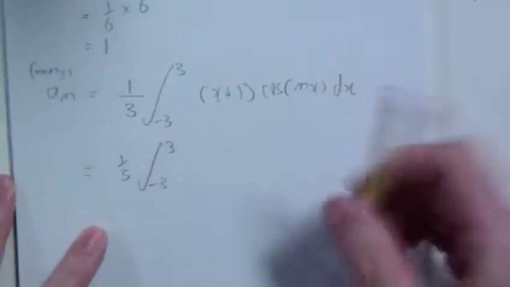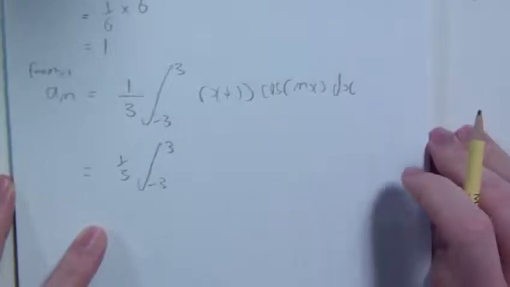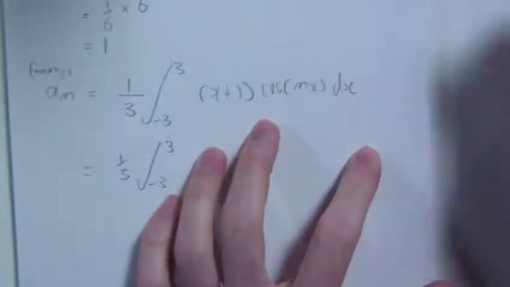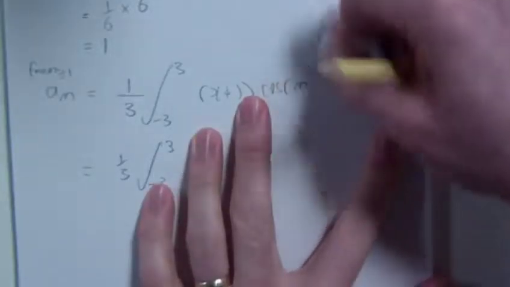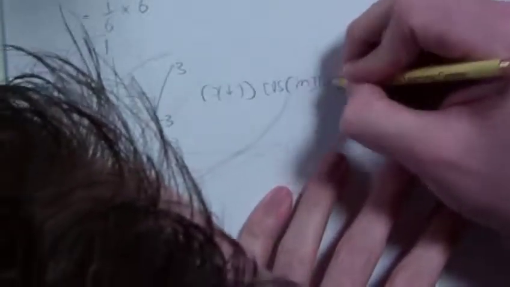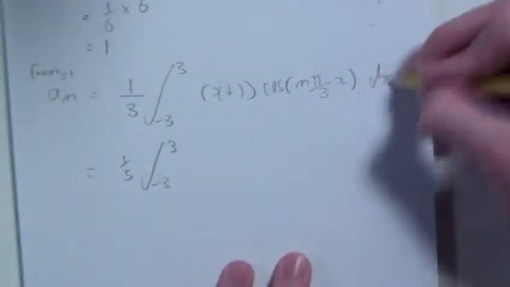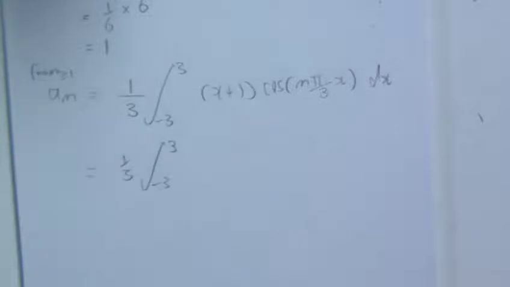Why isn't it cos n pi x on L? Oh yes, it is. Sorry, it's not just mx, is it? Because it would only be mx if the period was pi, but the period is actually like that, isn't it? Well done. Catching all sorts of weird stuff that I'm doing.